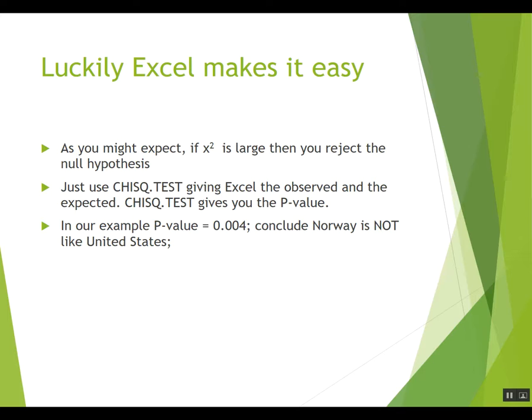Now, we don't have to compute chi-square statistics or get our hands dirty. We're just going to use an Excel function, chi-square test. And I'll show you later in the screencast exactly how that works in Excel, but that's it. We're going to use the chi-square test, and it gives you a p-value. And so in our example, the p-value turns out to be 0.004, and we conclude that Norway is not like the United States.